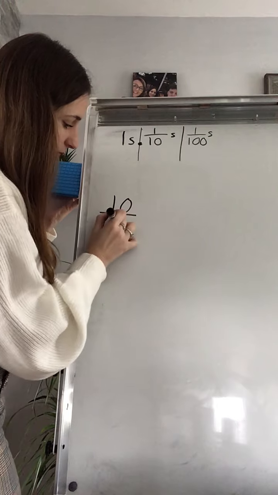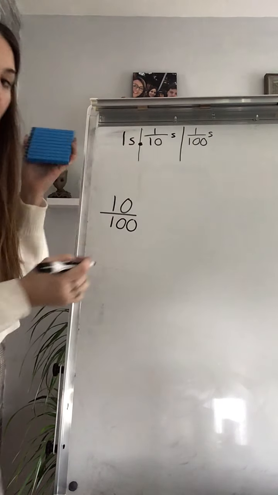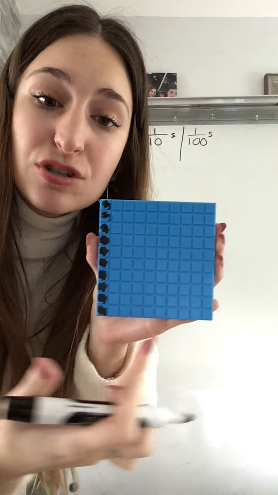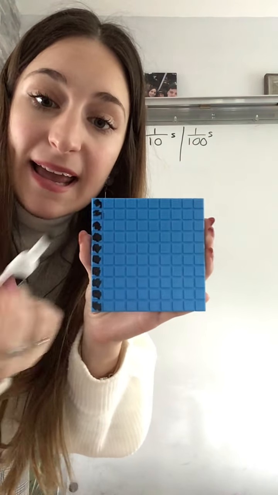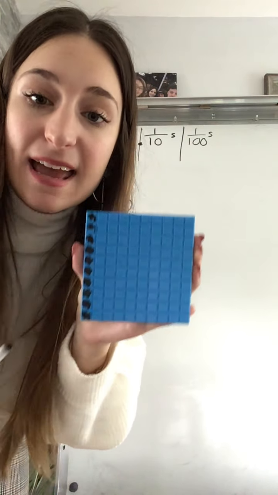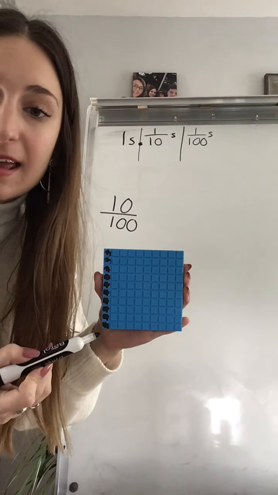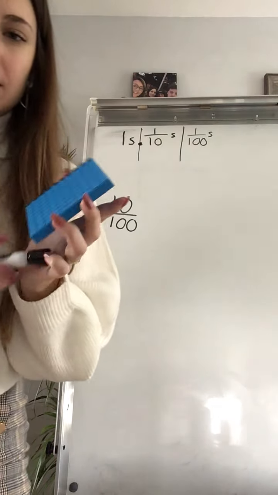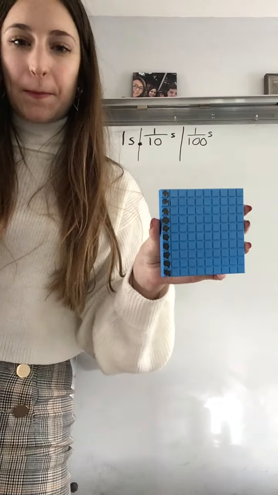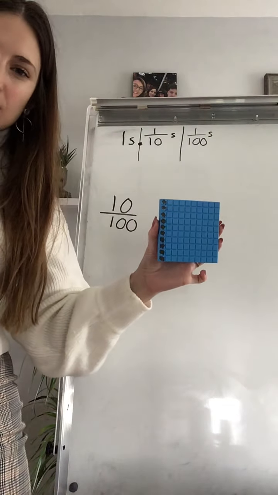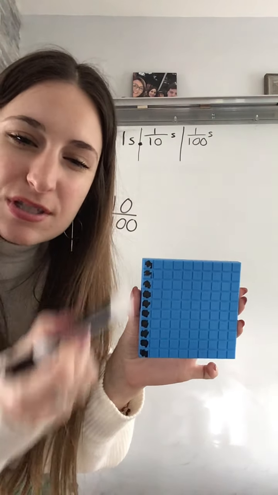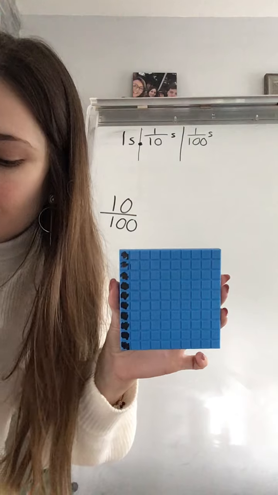We have 10 out of 100. So we have 100 in total, and I have taken 10. I have shaded 10. What do you notice in there? Straight away. What can you see there, guys? 10 tenths. What can you see? Can you think of any equivalent fraction? Can you see anything else in there?